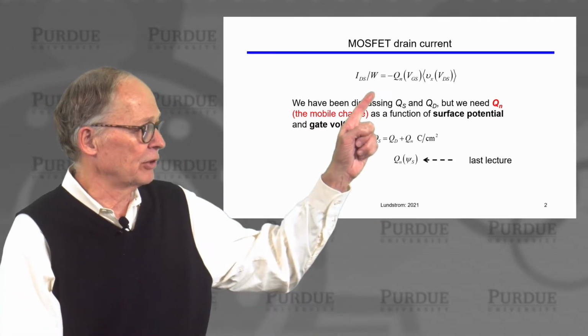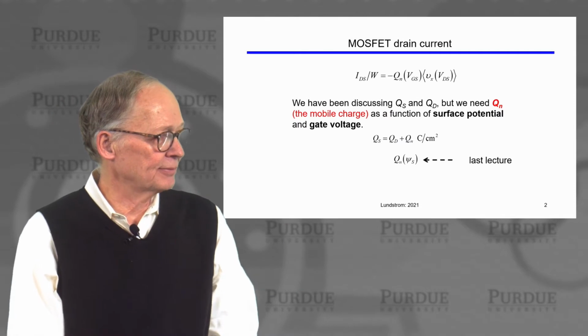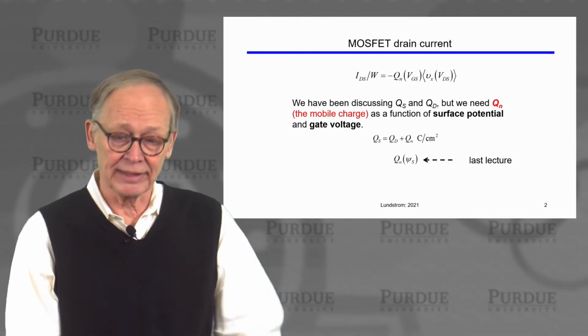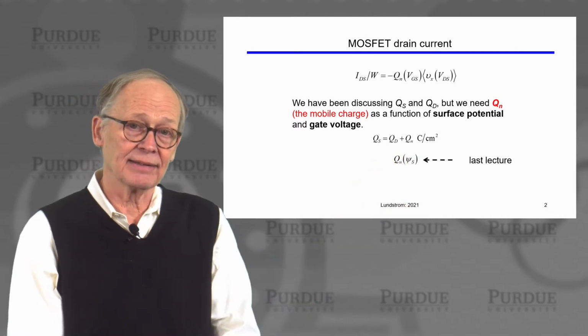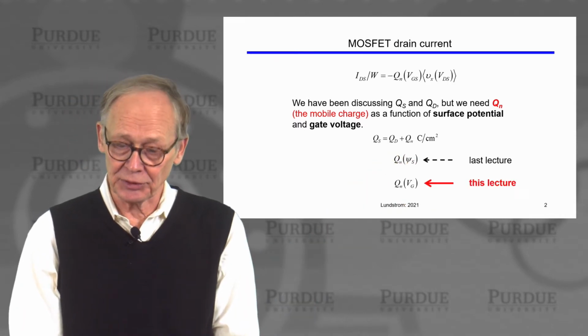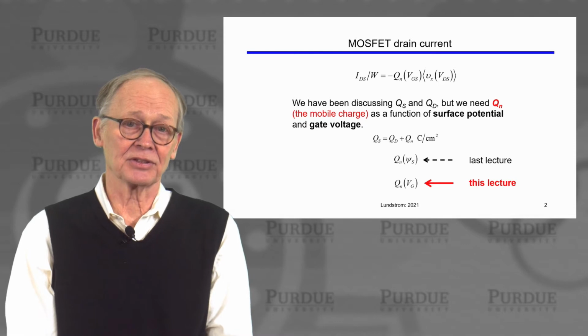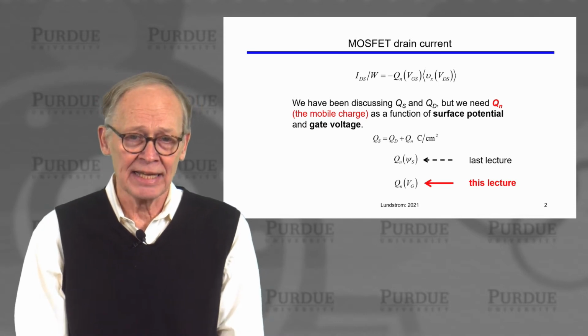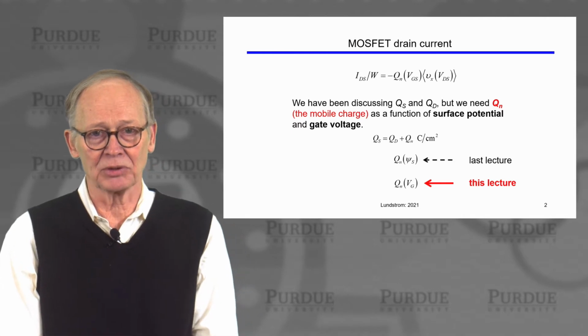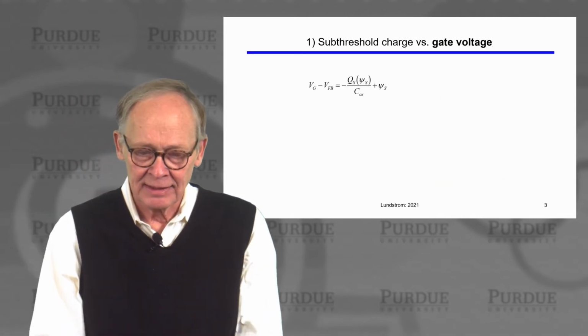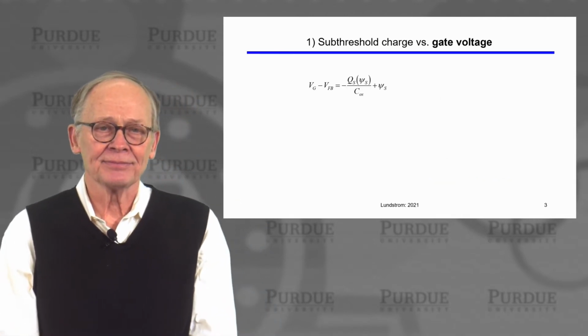So again, current is charge times velocity. We're discussing the mobile part of that charge, which carries the current. We now understand how that mobile charge varies with surface potential, and in this lecture, we'll relate it to the gate voltage, and we will find that there is a very simple relation between the mobile charge and the gate voltage.